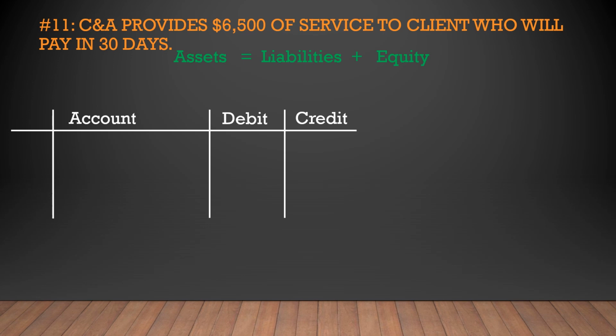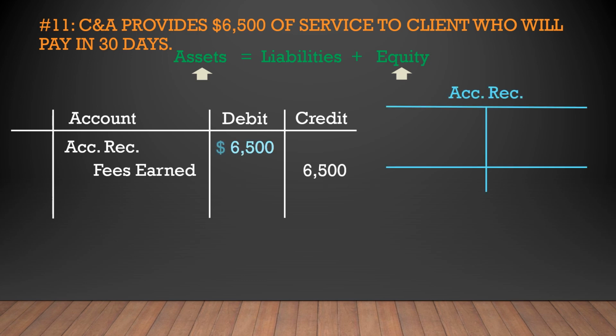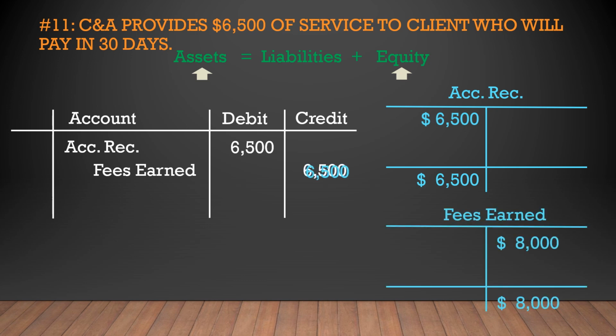Number 11. CNA provides $6,500 of services to a client who will pay in 30 days. Whenever we earn money, especially by providing goods or services, we have an increase in equity via revenue. Revenues are always accompanied by increases in assets. CNA has a right to receive the money in a month, so the asset increasing will be accounts receivable. The revenue being used for services will be fees earned, as previously indicated. As our first entry to AR, it will carry a $6,500 debit balance. The $6,500 credit to fees earned will give that account a new credit balance of $14,500.